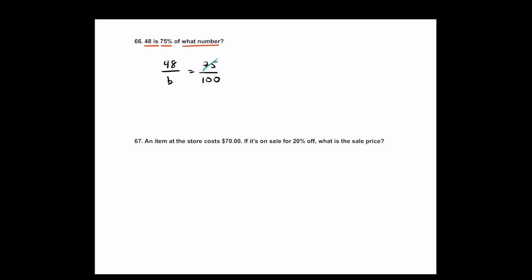Simplifying this ratio on the right, 75 and 100, you can divide them both by 25. We'll get 3 and 4. 3, you can use long division or use a calculator, but 3 times 16 is equal to 48. And 4 times 16 would get you what B is. So B would equal 64. 64 would be the of or the whole here, the total. So if you got a 75% of something and you got 48 questions right, there must have been 64 questions total if every question's worth 1 point.